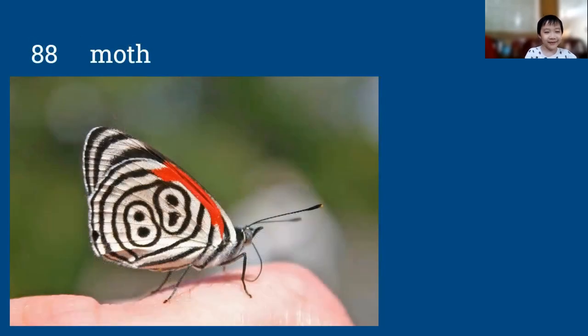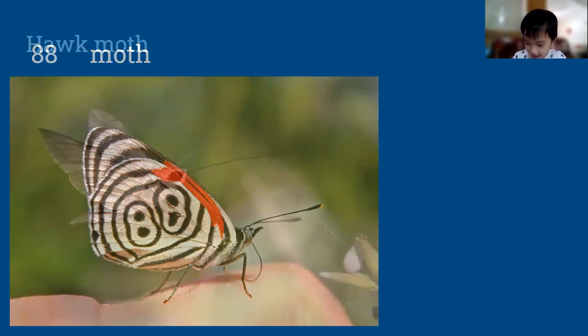This is the 88 butterfly. Is it a butterfly? Yes, it's a butterfly. This is the 88 butterfly. What's so special about this? The very special thing about the 88 butterfly is the wings. Oh, okay. The number 88.